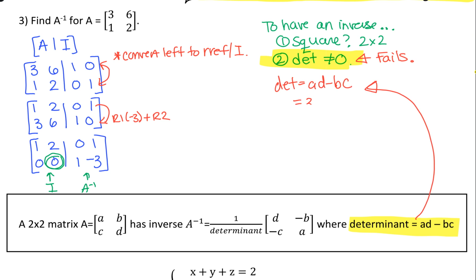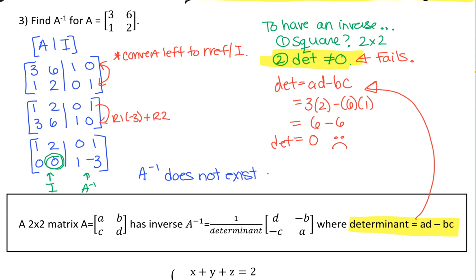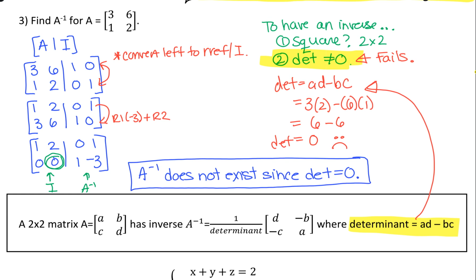The A in our problem is 3, D is 2, B is 6, and C is 1. So 3 times 2 is 6, minus 6 gives us 0. So our determinant equals 0, which means an inverse does not exist. Okay, so we can just write for our answer for this problem that A inverse does not exist. And we'll say why: since the determinant is equal to 0. Cool. So sometimes you're not going to get an inverse.